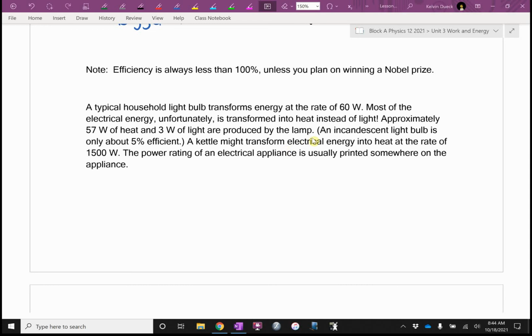A kettle might transform electrical energy into heat at the rate of 1500 watts. The power rating of an electrical appliance is usually printed somewhere on the appliance. And as a rule of thumb, the more heat an appliance is moving around, the higher its wattage.